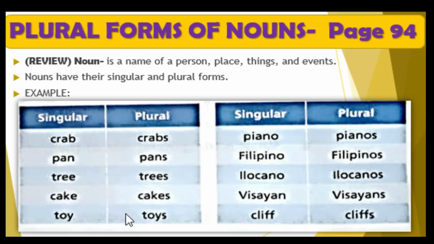And to the other corner, singular. Piano, it will become pianos. Filipino, it will become Filipinos. Ilocano, it will become Ilocanos. Visayan, change to Visayans. And cliff, it will become cliffs. Once again, this is a singular column and a plural column.